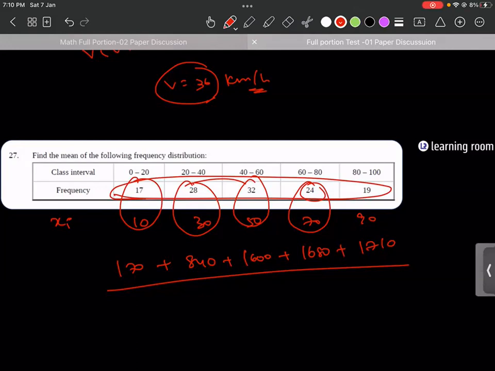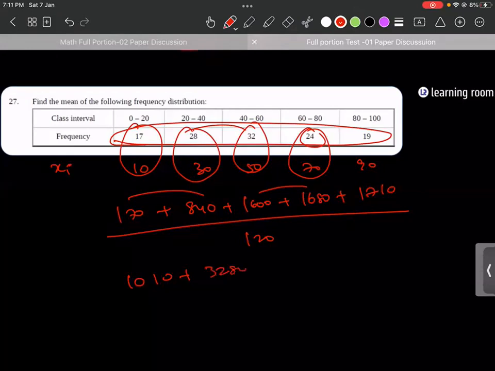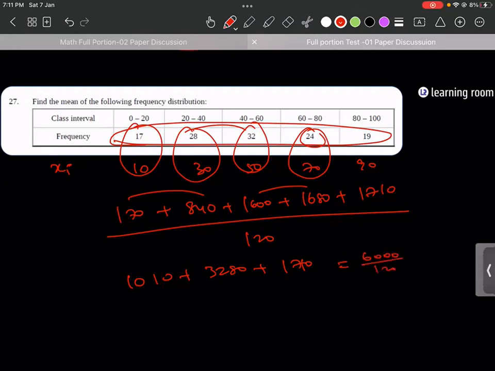So 103 plus 17 is going to be 120. So what is going to be the value in the numerator? Adding all these values, what will you get? 170 plus 840 will give you 1010, plus 1600 plus 1680 will give you 3280, plus 1710. So 1010 plus 3280 plus 1710 will give you 6000, divided by 120.